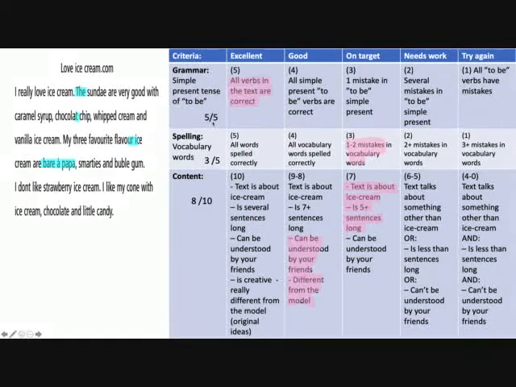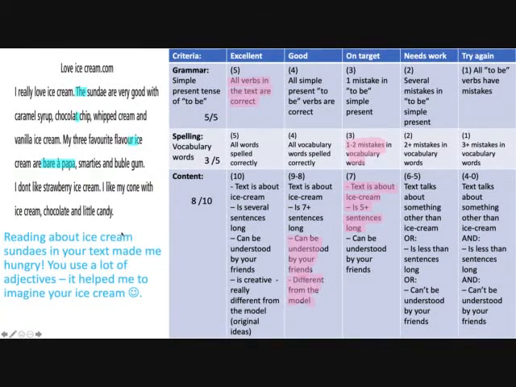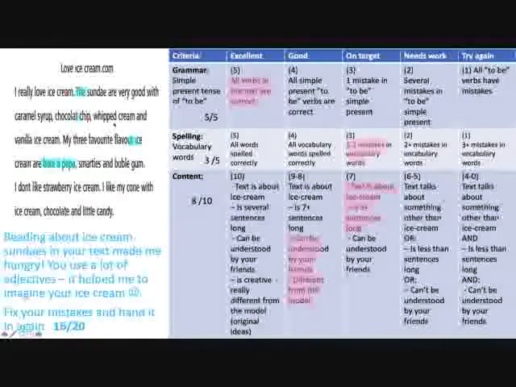So if we total this up, you're going to see that I divided formulation of the message into spelling and grammar, but they still total 10 marks, and content totals 10 marks, so it's out of 20. I would write something at the bottom of their little text like this. I would give them the evaluation grid highlighted like this. And I would say, you know, reading about ice cream sundaes in your text made me hungry. Just a little encouragement there. You use a lot of adjectives, right? This is our feedback. It helped me to imagine your ice cream. Fix your mistakes and hand it in again.